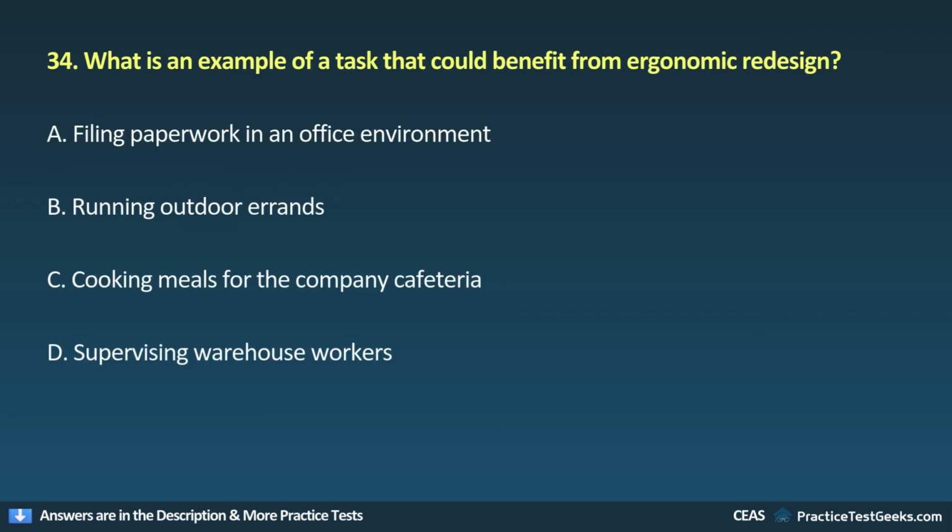34. What is an example of a task that could benefit from ergonomic redesign? A. Filing paperwork in an office environment. B. Running outdoor errands. C. Cooking meals for the company cafeteria. D. Supervising warehouse workers.